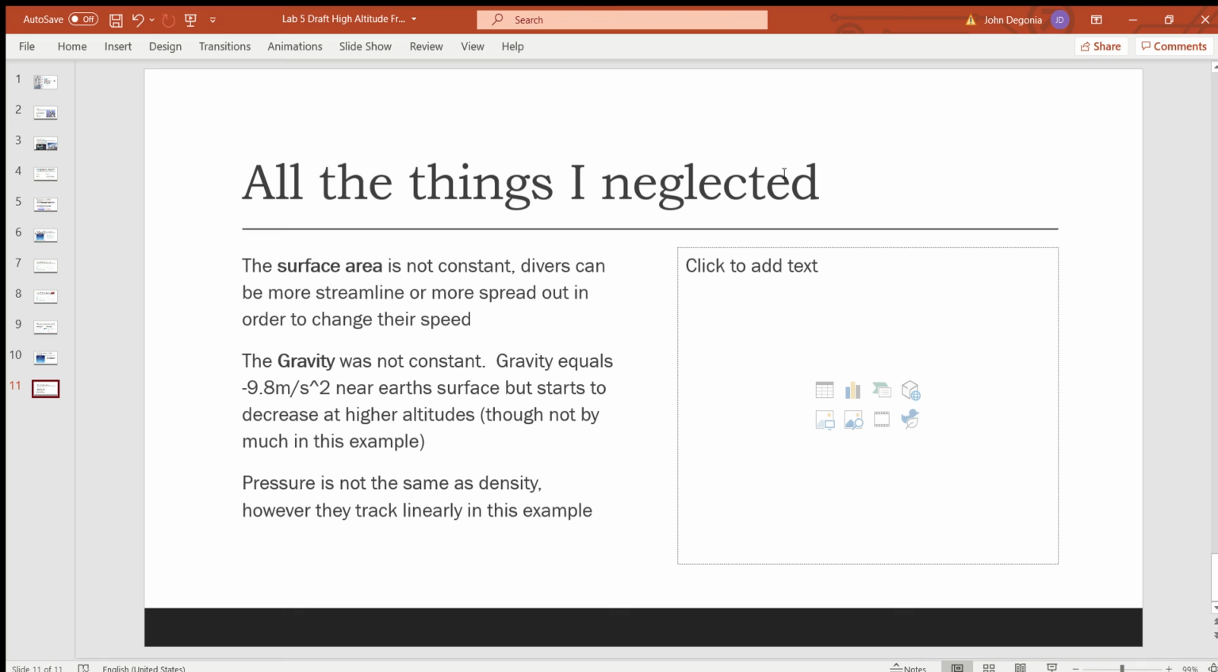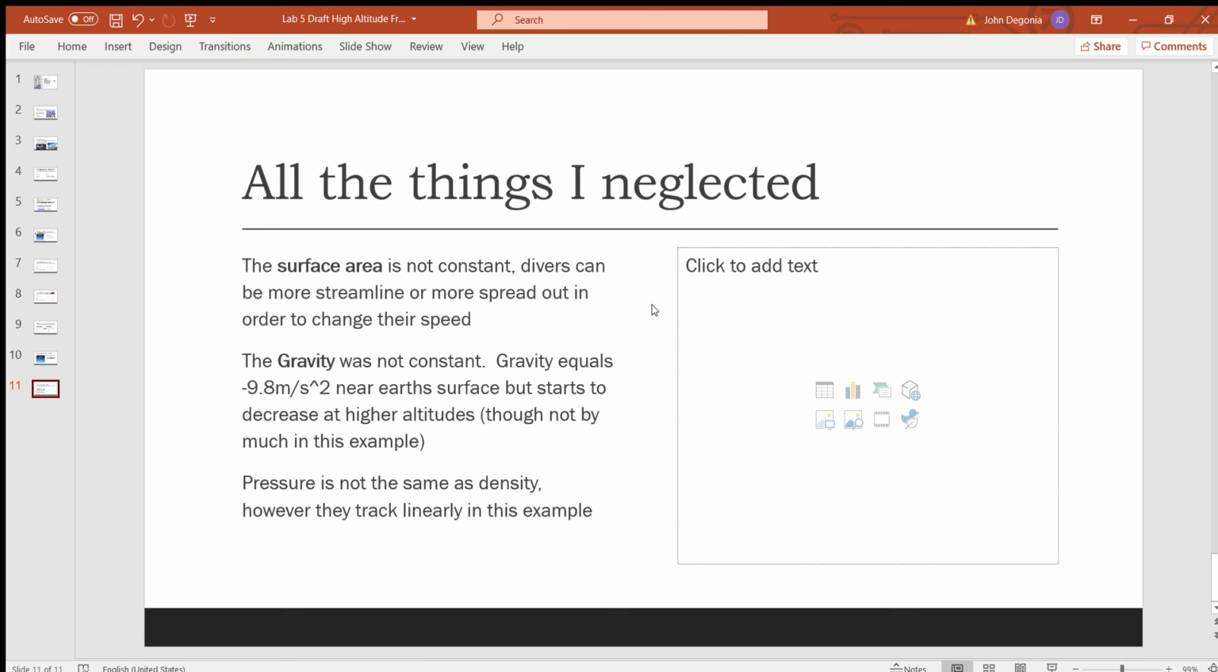We neglected several things to make this all work out nicely. First of all, surface area is actually not constant. Skydivers can become more streamlined or spread their bodies out in order to change their speed, but in here it's just a constant surface area.